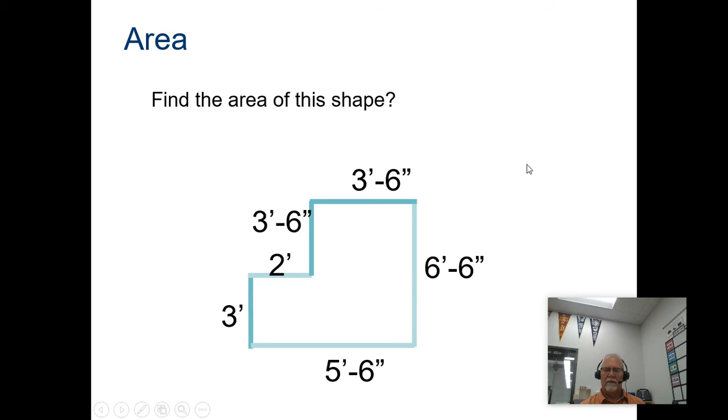So break it into easy shapes. We've got an L. Let's break it into a rectangle there and a rectangle here. Once you've got the area of both rectangles, you simply add them together.